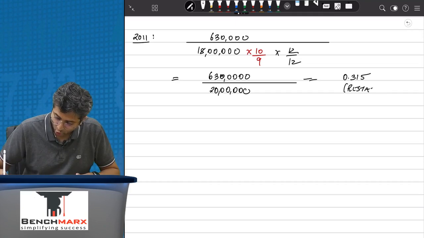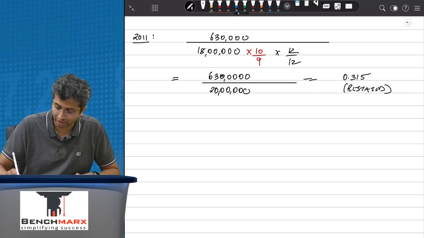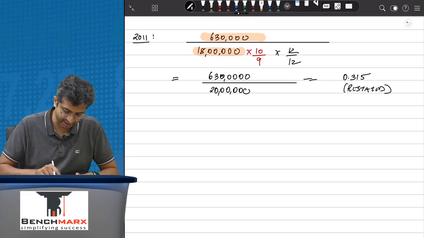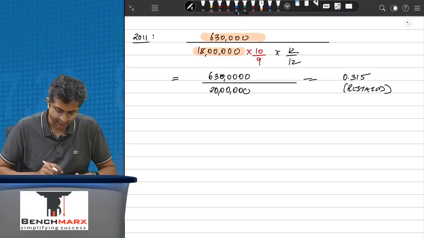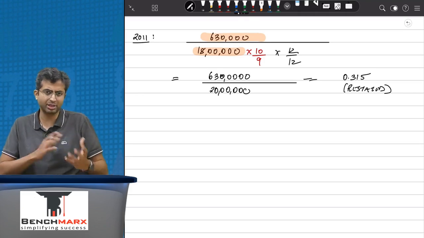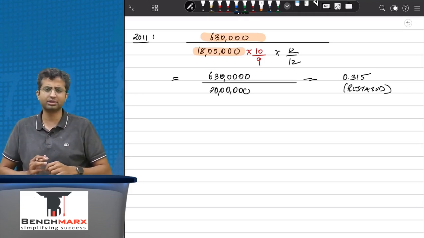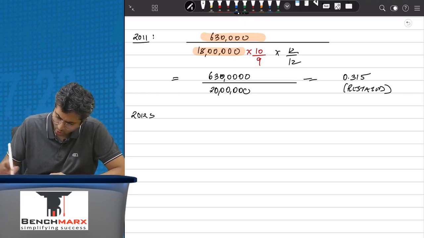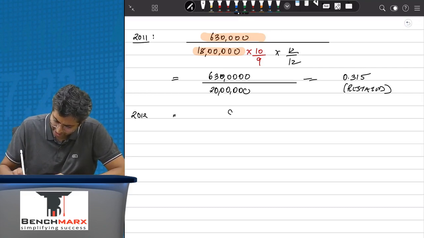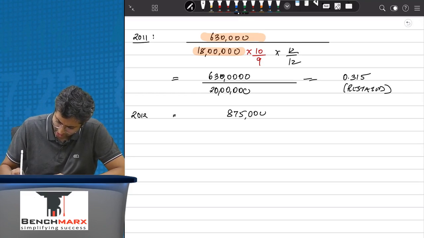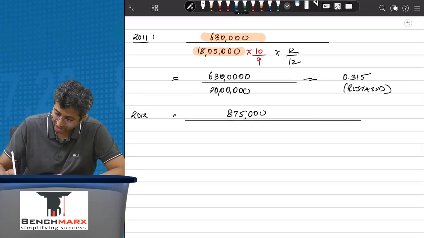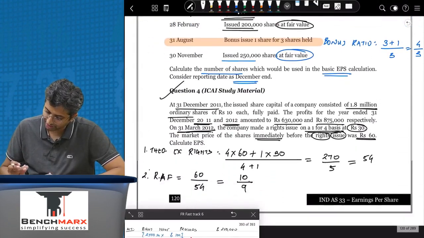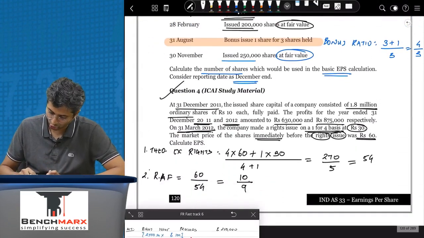If you actually go and see in the last year's financials, the reported EPS would be 6,30,000 divided by 18 lakhs, directly, which would be 0.35, but the restated EPS for a better comparison would be 0.315. Acha, now comes 2012, which is interesting, where your earnings, I guess, are 8,75,000, and in the current year, right shares have been issued. Acha, when have they been issued? On 31st of March 2012.